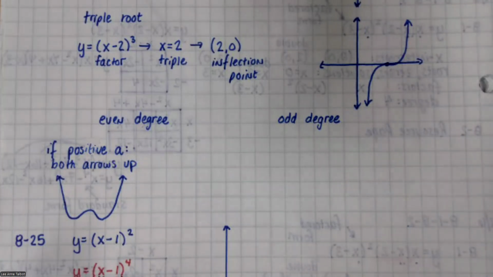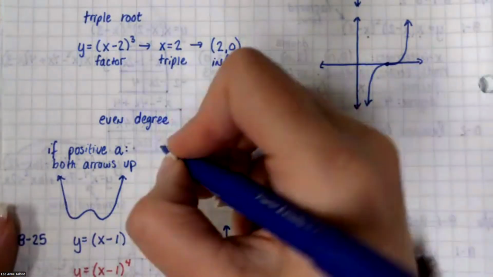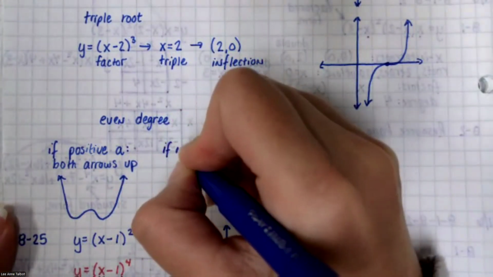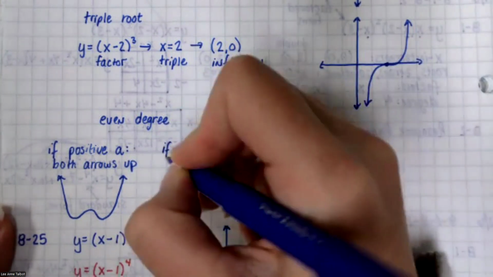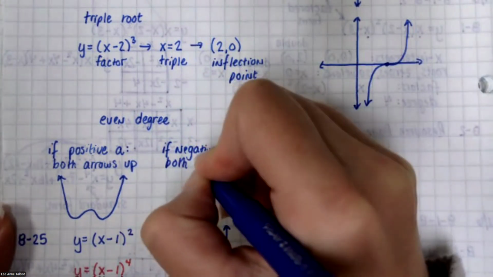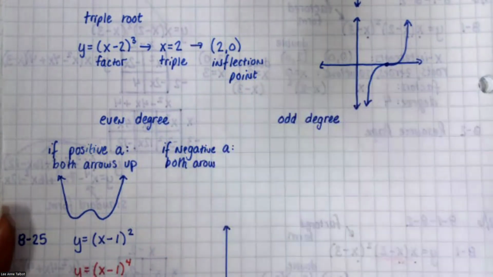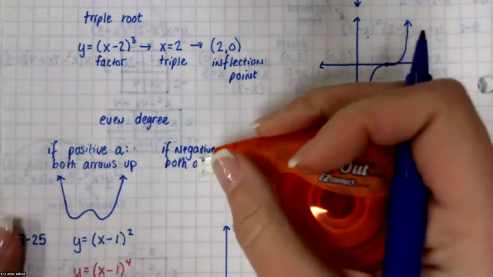Okay, what do you think about a negative a then? Yep. Hmm. Apparently I don't know how to spell the word arrows.